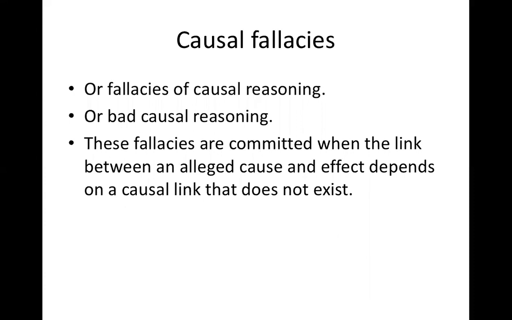So that's that about the three informal causal reasoning strategies that we use as ordinary people. Now let's look at how not to identify causes. How do we avoid identifying the wrong causes? There are certain wrong ways of identifying causes. We call them causal fallacies, or fallacies of causal reasoning, or bad causal reasoning. These fallacies are committed when the link between an alleged cause and effect depends on a causal link that does not exist.